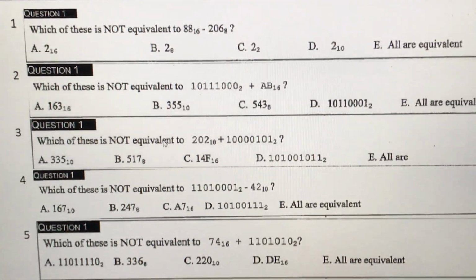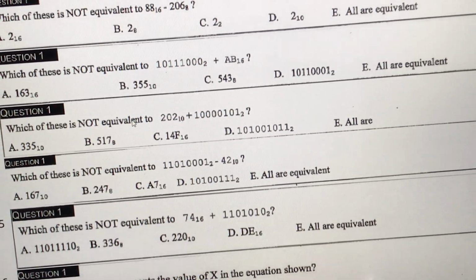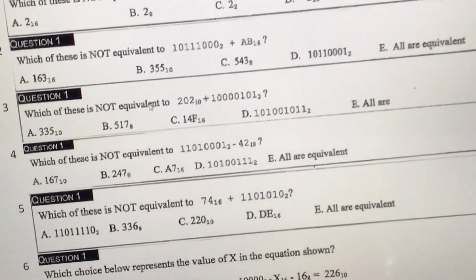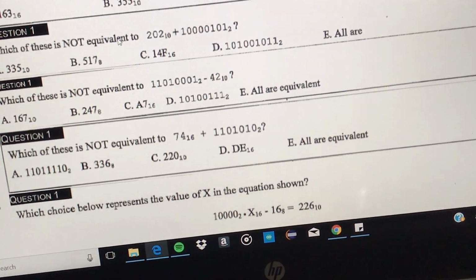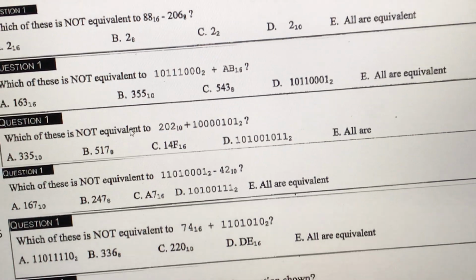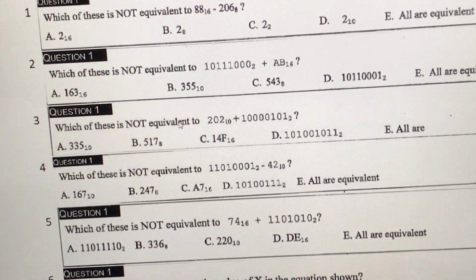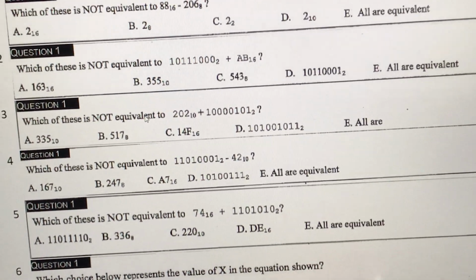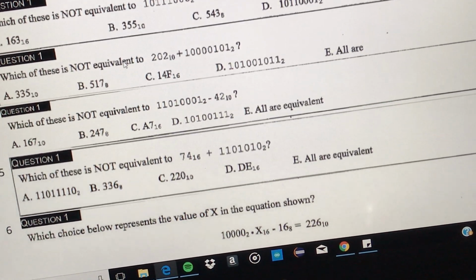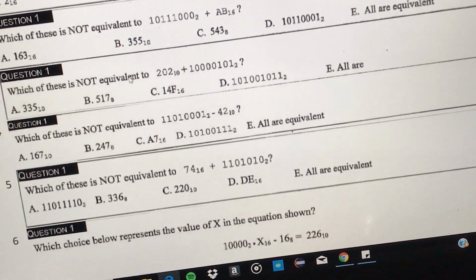Not equivalent to 10111000. Then we have 163 base 16, 355 base 10, 543 base 8, 1011 0001 base 2. All are equal.